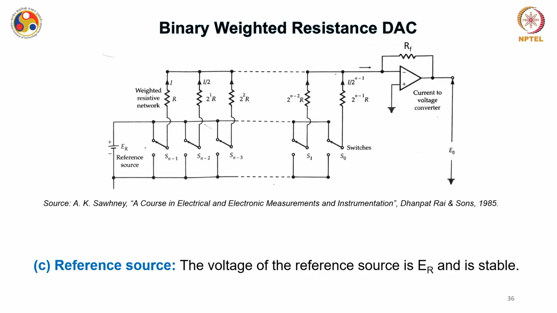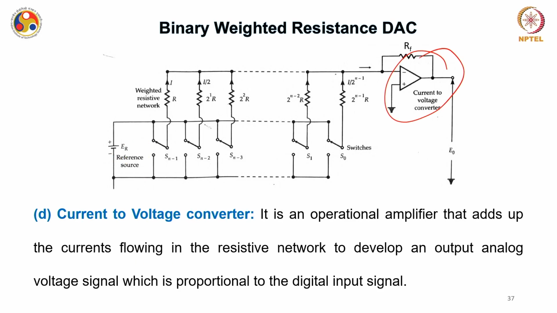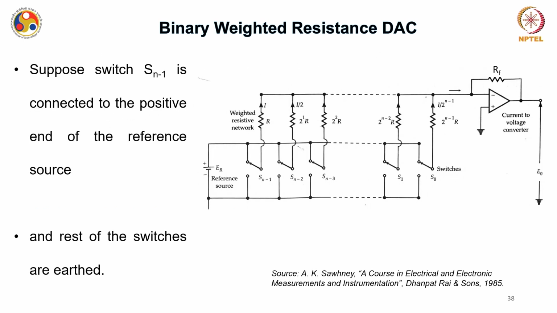Similarly, you have a reference source, which was a requirement for all the DACs that we have seen, because ultimately we want an analog output. The voltage of the reference source here is say ER, and this reference source matters a lot for DACs, and it has to be a stable voltage supply. Now you have a current to voltage converter here. It is an op-amp that adds up the current flowing in the resistive network to develop an output analog voltage signal which is proportional to the digital input signal.